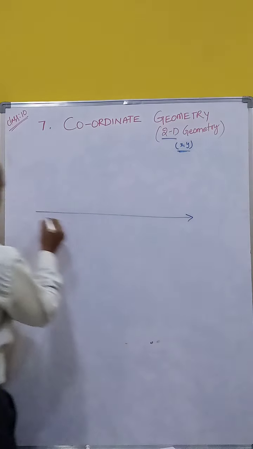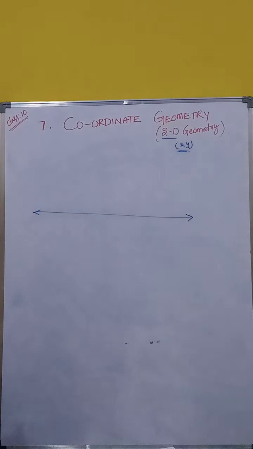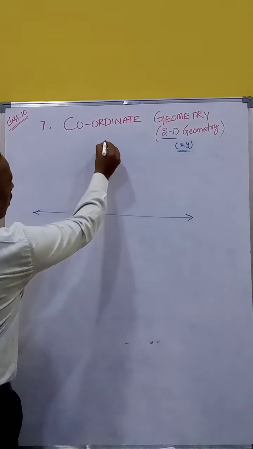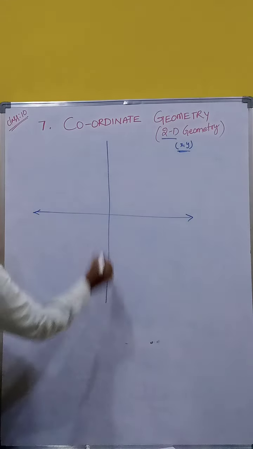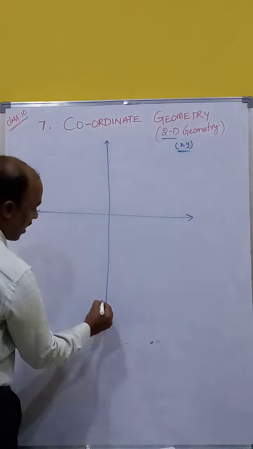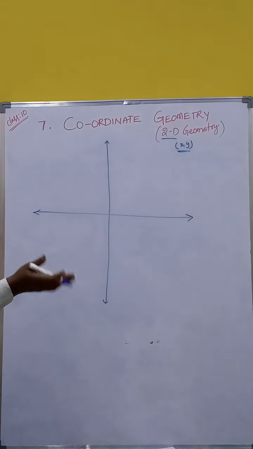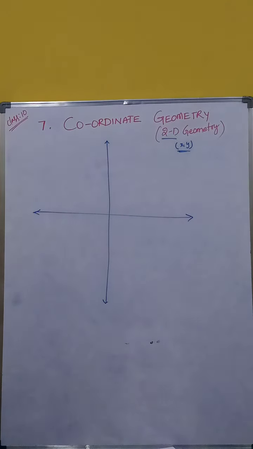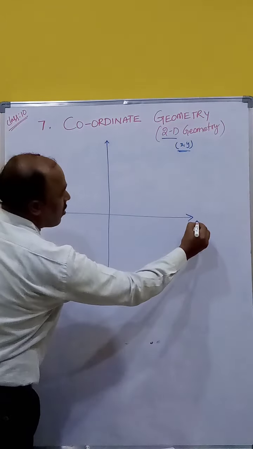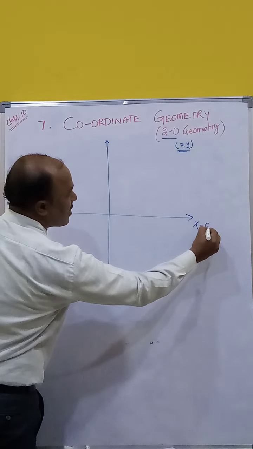We know one is a horizontal line and the other one is a vertical line. From class 9 you studied the coordinate geometry chapter completely: how to locate the position of a point. For that, what do we require here? Mutually perpendicular lines. This horizontal line is called the x-axis.